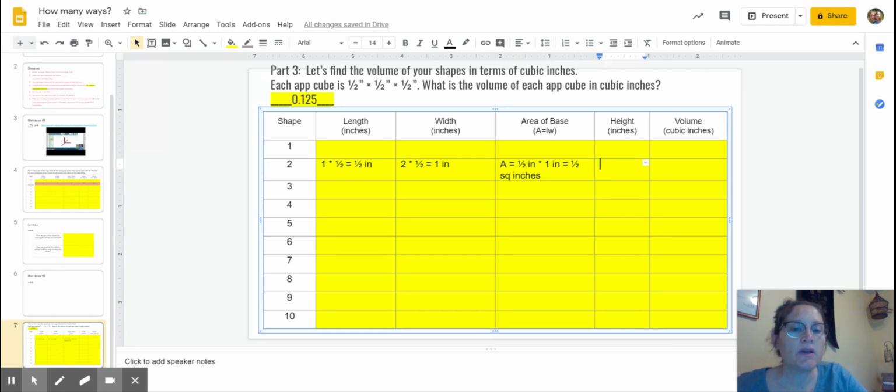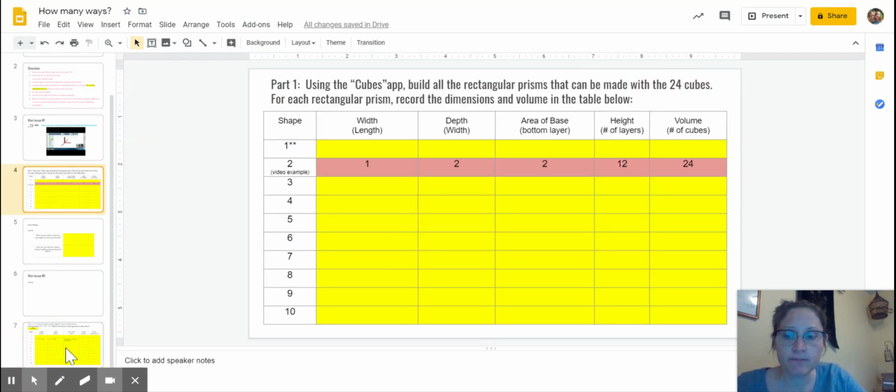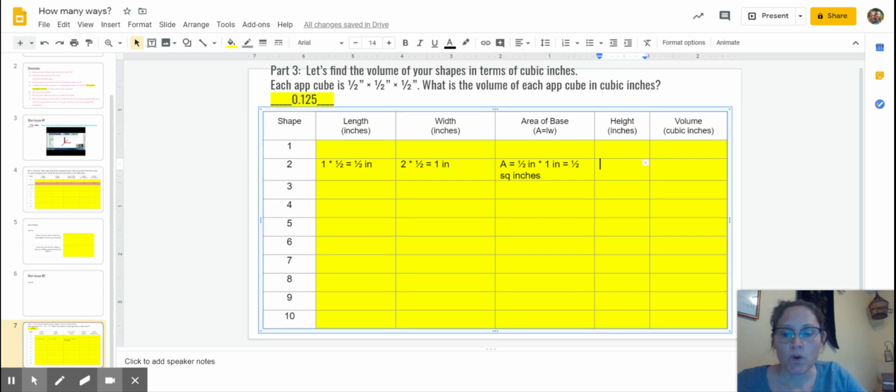Now we still are only using 24 cubes. So the height was 12, right? Remember back here? The height was 12 in pink. 12 times 1/2, because we know each height of the little baby cube is now 1/2, equals how much? 6 inches, right?